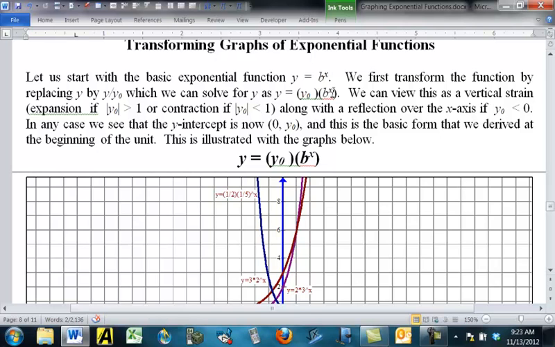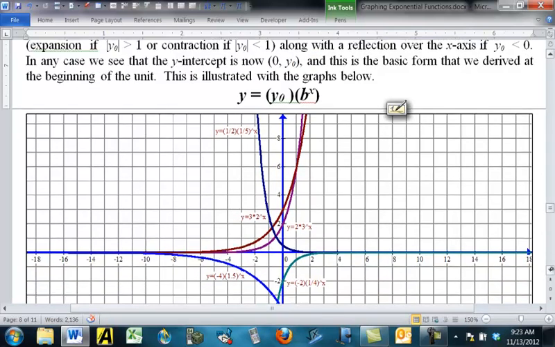But either way, we see that the y-intercept is now 0, comma y sub 0. Again, if we put in 0 for x here, b to the 0 is, remember, we're not allowing b to be 0, so anything else to the 0 power is 1. So b to the 0 is 1 times y sub 0 is y sub 0, and so y equals y sub 0 when x equals 0. So the y-intercept is 0, y sub 0. Okay, so let's look at a few graphs like that. Here are just a few examples.